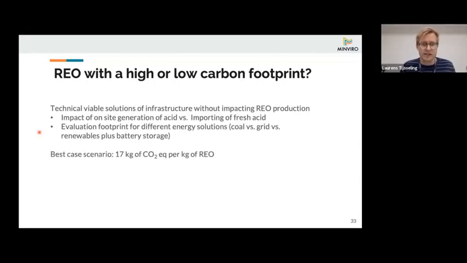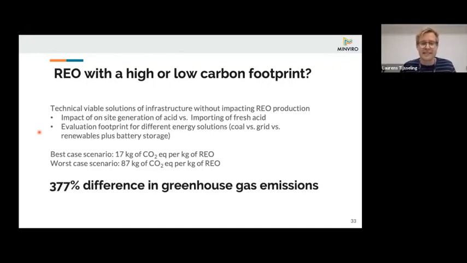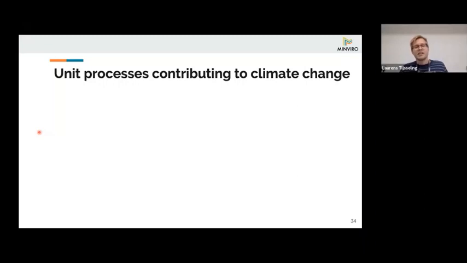It was really quite interesting, because in the best case scenario, we're looking at a result of 17 kilograms of carbon dioxide equivalent per kilogram of rare earth oxide. And in the worst case scenario, we're looking at 87 kilograms of carbon dioxide equivalent per kilogram of rare earth oxide. So it's nearly 400% difference in greenhouse gas emissions. And this is even without considering the reagents that come into play. This is just by ensuring you set up the infrastructure in such a way that you're being as sustainable as possible. So what we also did, we decided to look into the unit processes that contribute to climate change.